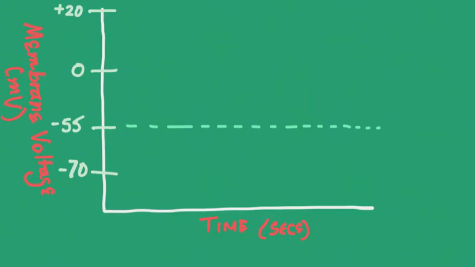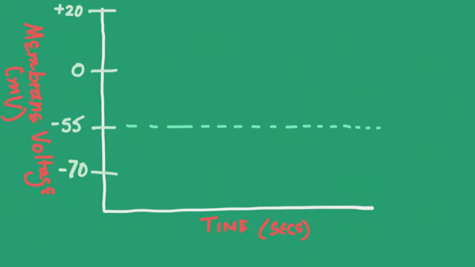Now let's take a look at the entire process using a graph. We'll start with the resting membrane potential, go on to the local potential, followed by the depolarization phase of the action potential, repolarization phase of the action potential, and back to the resting membrane potential.